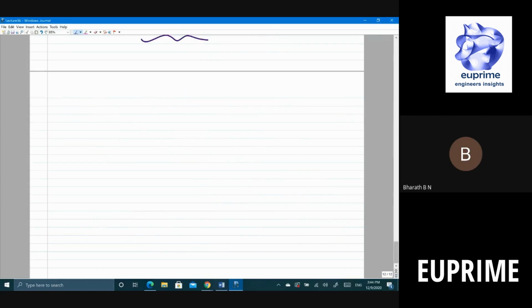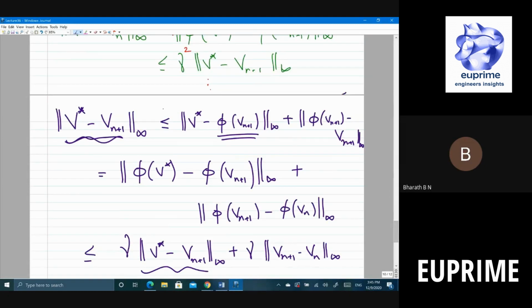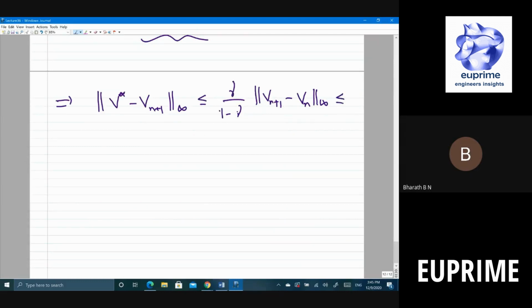So rearranging terms, this implies the infinity norm of v star minus v_{n+1} is less than or equal to nu over (1 minus nu) times the infinity norm of v_{n+1} minus v_n. Now I want this difference to be less than or equal to epsilon. That's what we want. Essentially v star is epsilon close to v_{n+1}, right? Do you agree?